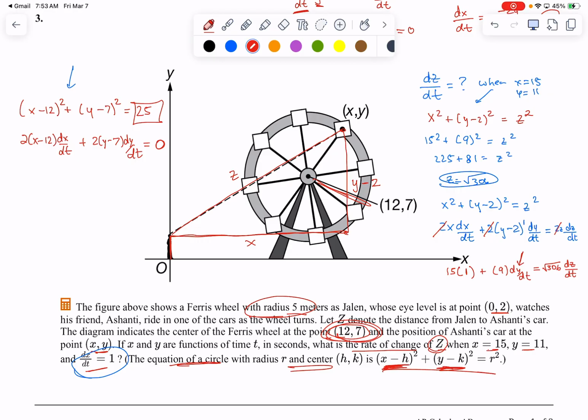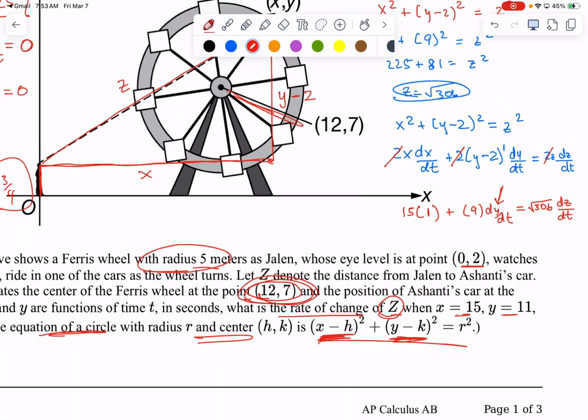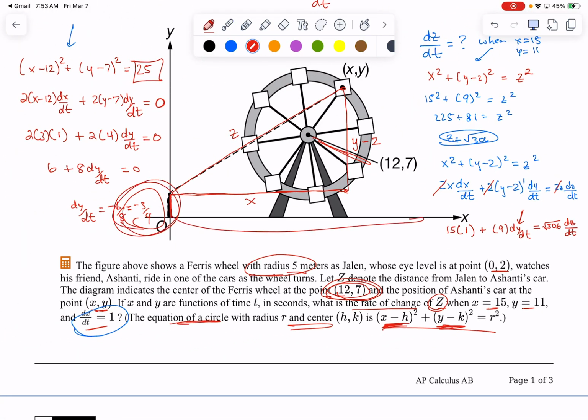So what is x? What was it, 15? So that'd be 2 times 3, and then dx/dt is 1, plus 2 times y. Y was what? 11. So that'll be a 4, and then we can find dy/dt equals 0. So it'd be 6 plus 8 dy/dt is equal to 0. So you end up with dy/dt is going to be equal to negative 6 over 8, which reduces to what? Negative 3/4. That's what I can plug back in for dy/dt over here. So I can take that negative 3/4 now, plug it in over here.